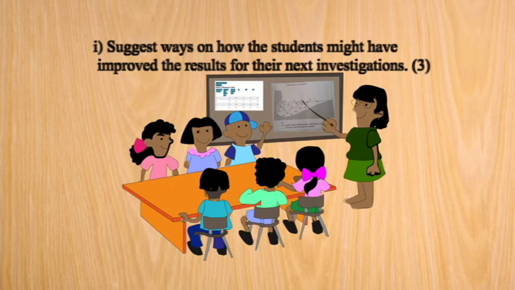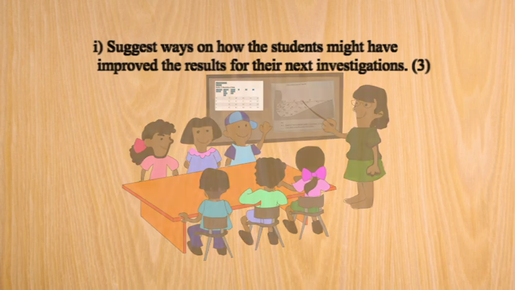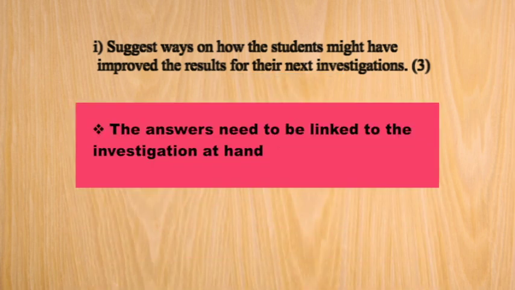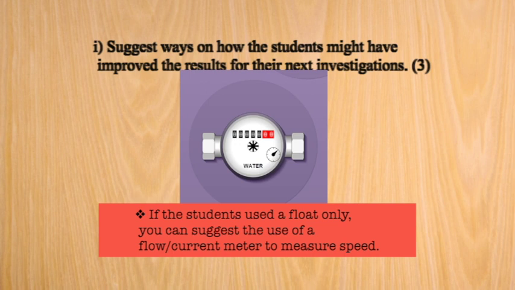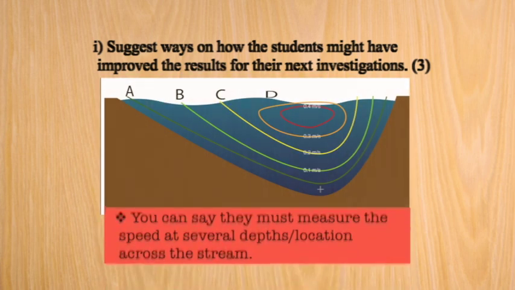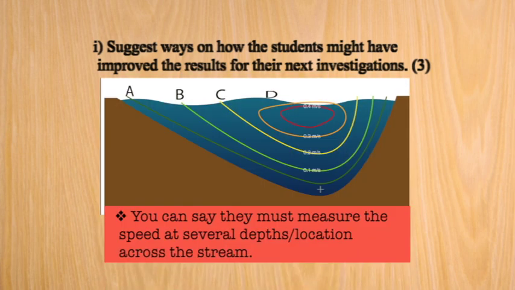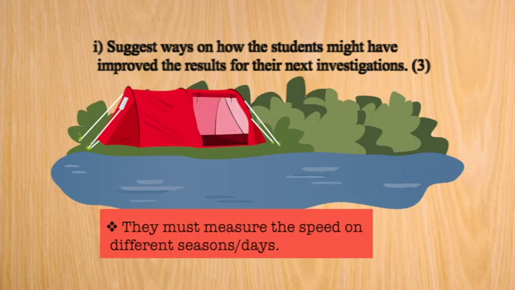Question I. Suggest ways on how the student might have improved the results for their next investigation. The answers need to be linked to the investigation at hand always. If the student used a float only, you can suggest they use a flow meter or a current meter to measure speed. You can say they must measure the speed at several depths or locations across the streams. They must measure the speeds on different seasons or days. However, answers must always be linked to the investigation at hand.